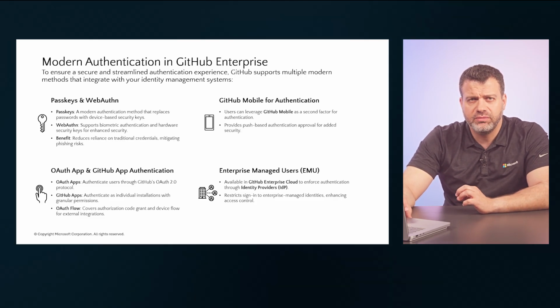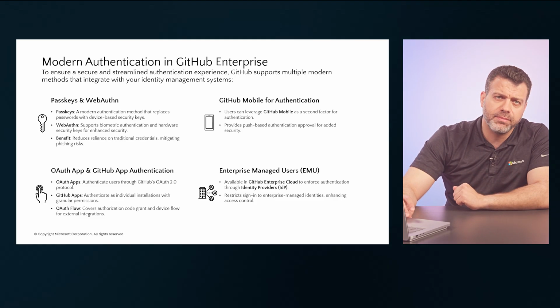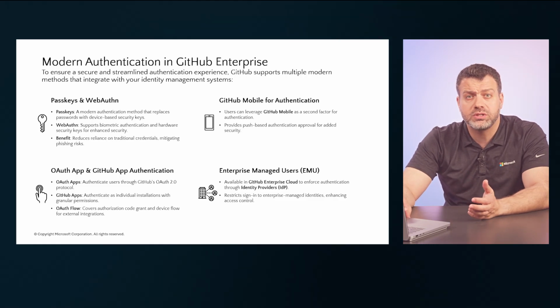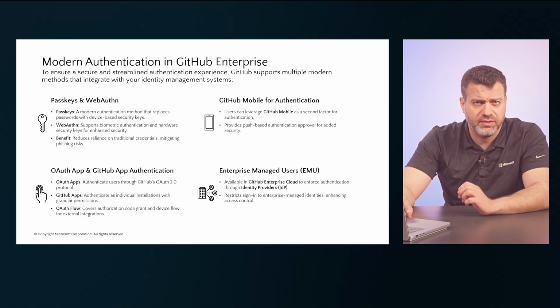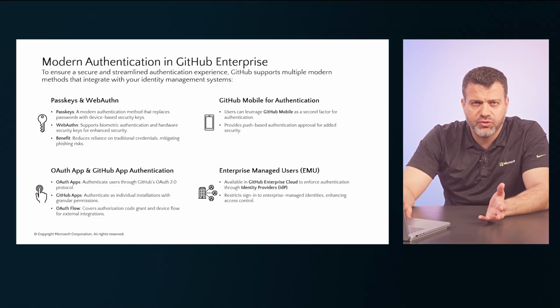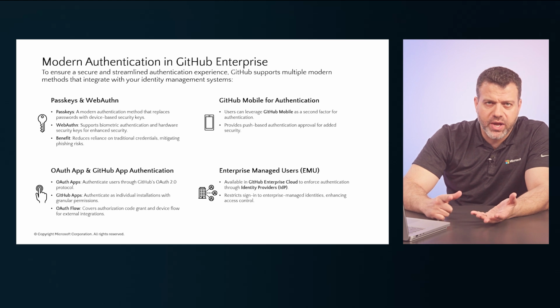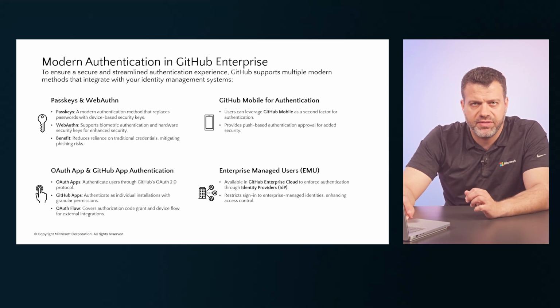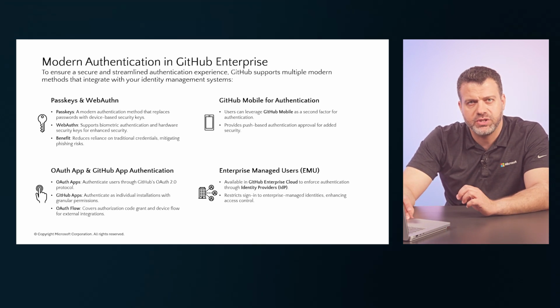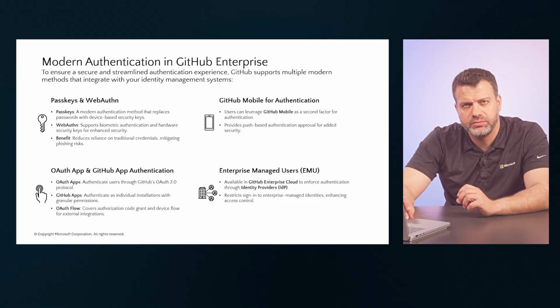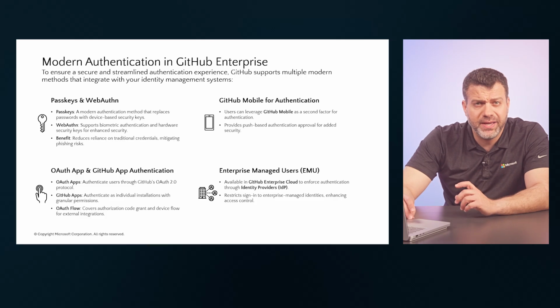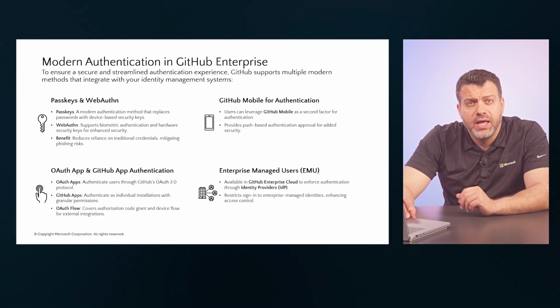Multi-factor authentication adds an extra layer of security beyond passwords. So GitHub supports push-based authentication with GitHub Mobile. And we have the app authentication. Authentication for apps includes OAuth app, where we can authenticate users, and GitHub app authentication separately with a scoped permission. So a CI/CD tool might use a GitHub app with limited repo access instead of a full user account. Finally, enterprise managed users, EMUs.